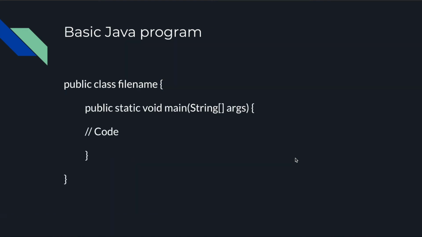And then all other Java programs will essentially start with this structure where we have a public class and then our file name, and then followed by brackets, and then public static void main string, and then square brackets, args, and then another bracket. And at that point we can write our code.